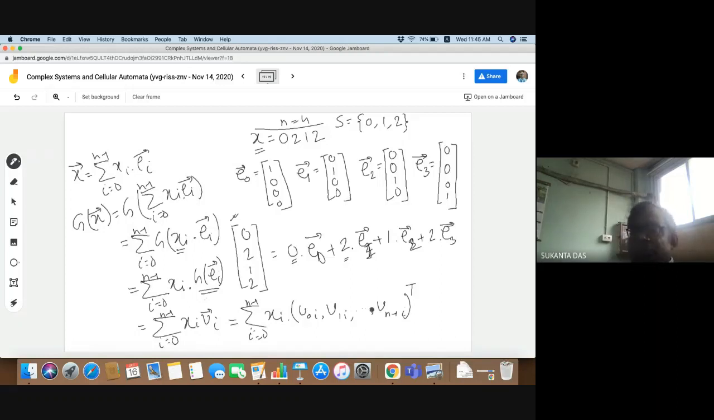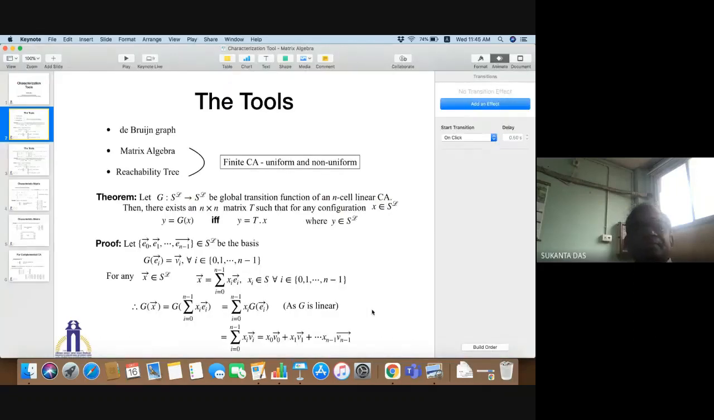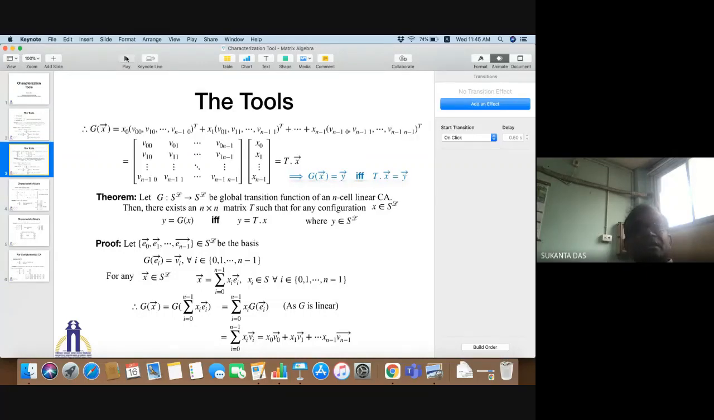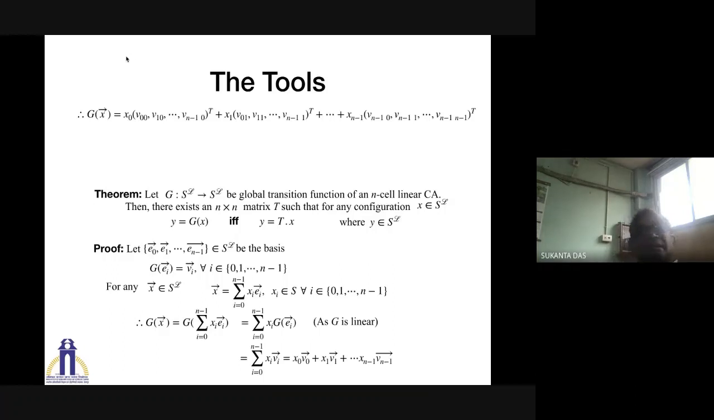Go back to my presentation window. Then what do I get? I get this one: g of x is equal to x0. I have just expanded that one: x0 into v00, v10, dot, v(n-1)0, in this way, and x1 into v01, v11, then v(n-1)1, and transpose T. In all the cases, transpose T is given.